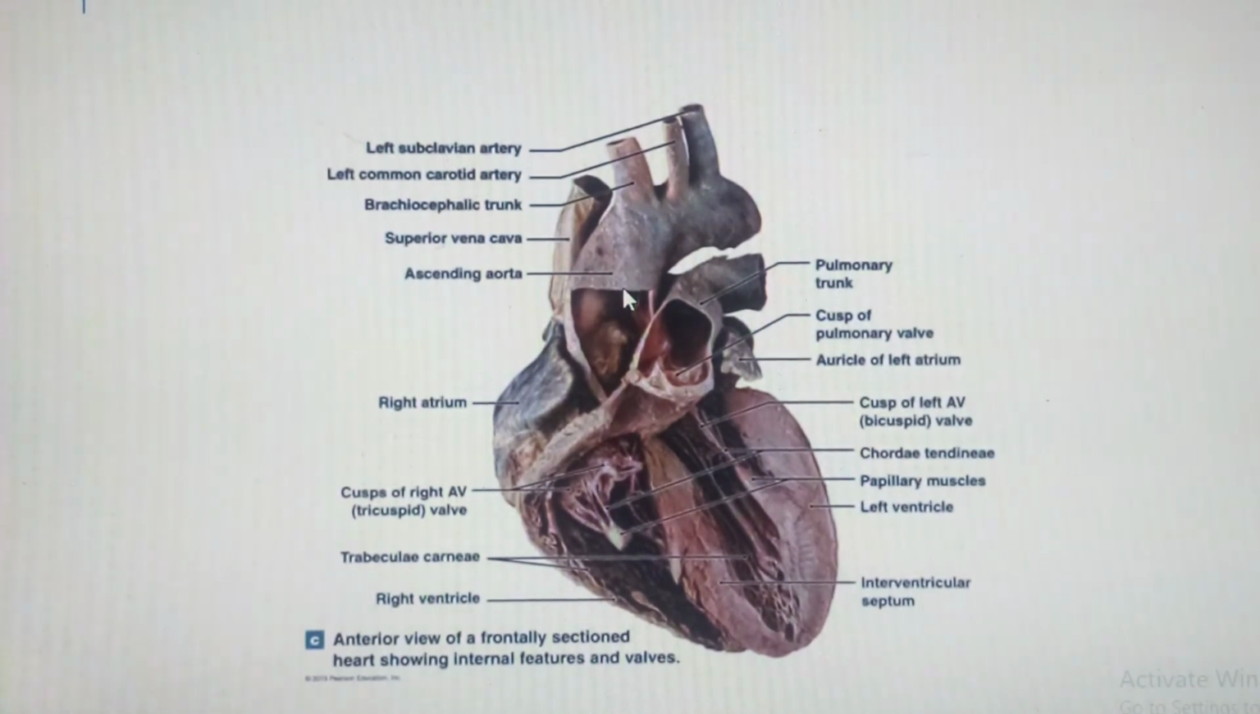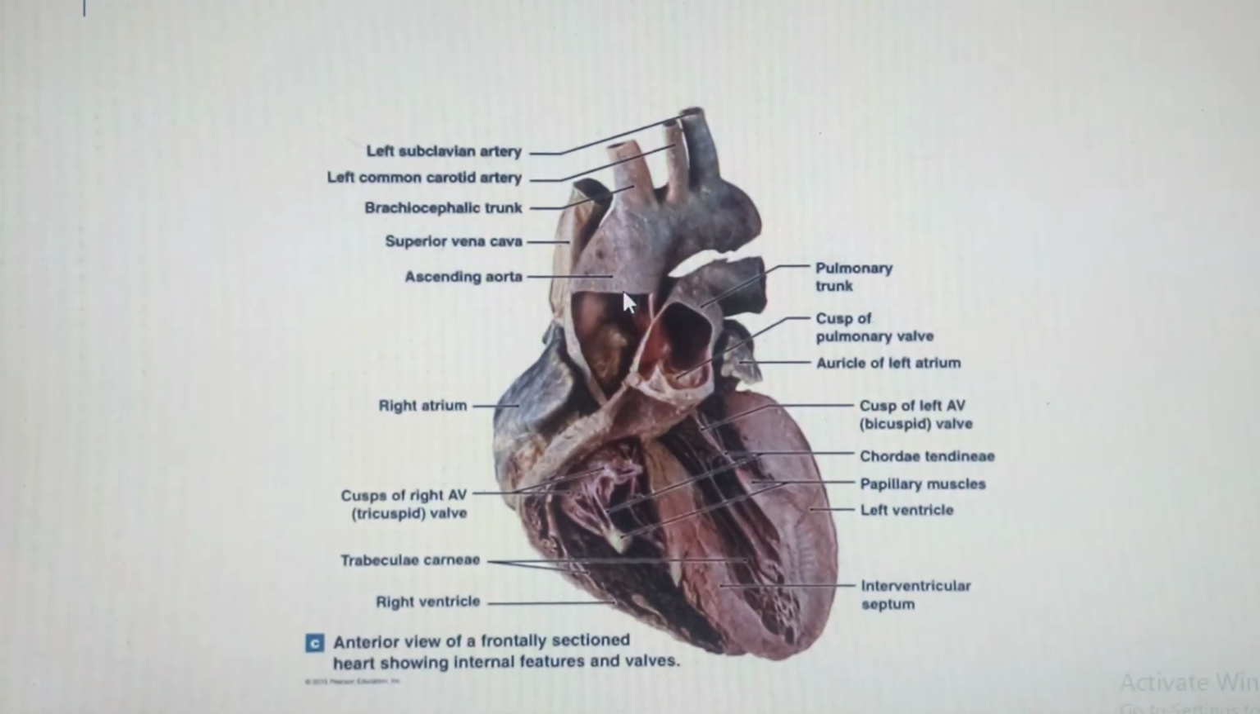So it means the cells of the body will be supplied with that kind of mixture. So they won't get maximum oxygen supply.